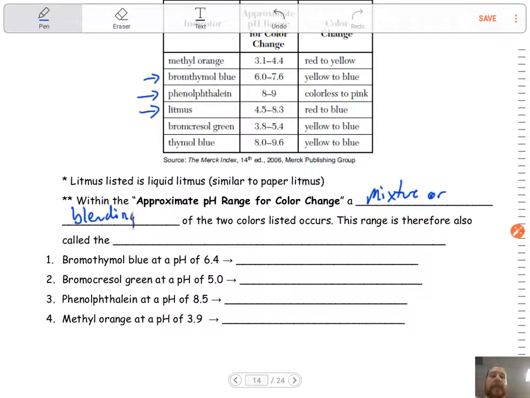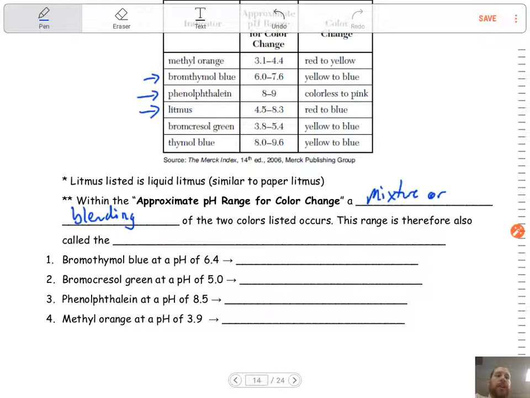So if you're asked to tell what the color is going to be at a specific pH and it's in the middle, do your best to describe what the middle of those two colors is. You guys have all taken art classes. You know, red and yellow when they mix is orange, yellow and blue is green. So red to blue, yeah, that one might be a little bit more challenging. It's probably going to go through the whole color change.